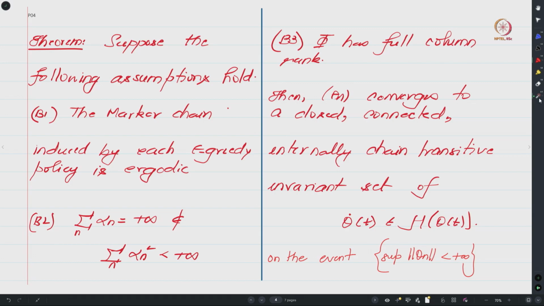What this means is that when you run this Q learning algorithm, we are not guaranteeing that the iterates will be bounded. So either the norm of the iterates explodes to infinity, or, on the other hand, if the iterates don't escape to infinity, then the limiting behavior of theta n will be similar to some solution trajectory of this differential inclusion.